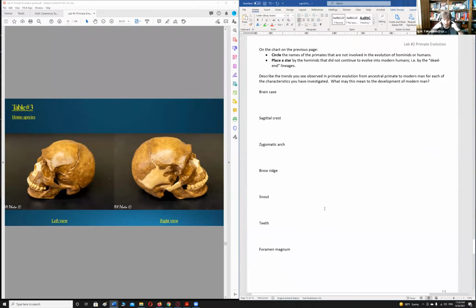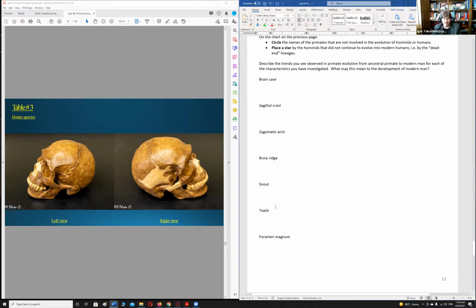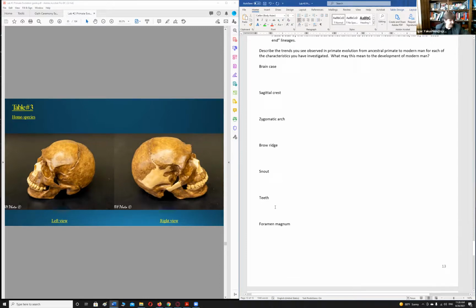We don't have to support those chewing muscles. Snout, no snout, we are flat-faced. Teeth, smaller, much smaller comparatively even to the chimpanzees. Look at those particular teeth right there. See, especially check the canines right there. The canines are very different. Foramen magnum, from the back moving to the center.